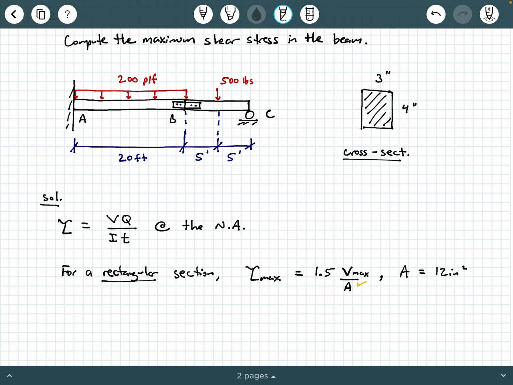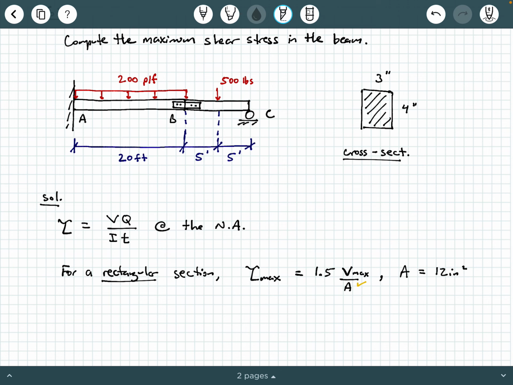Well, really, this is just a shear diagram problem. It goes back to basic statics. We need to draw the shear diagram of this beam, and we need to find where the shear force is a maximum. And again, remember, for a single rectangular section, the maximum shear stress, which will occur at the neutral axis, is simplified as 1.5 V over A. That formula is derived originally from VQ over IT, which I have a separate video on where I derive that.